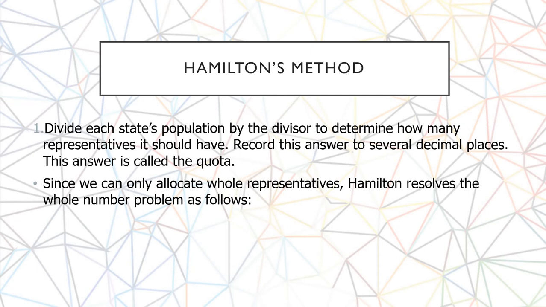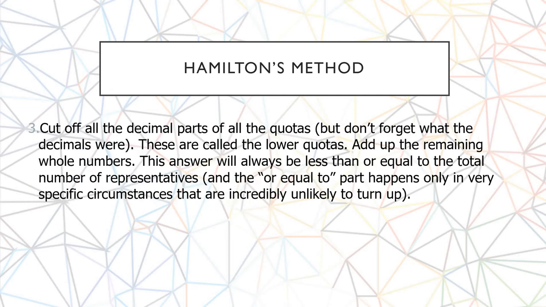This answer is called the quota. Since we can only allocate whole representatives, Hamilton resolves the whole number problem as follows. First, cut off all the decimal parts of all the quotas. So take out the decimal parts, but don't forget what the decimals were. These are called the lower quotas.